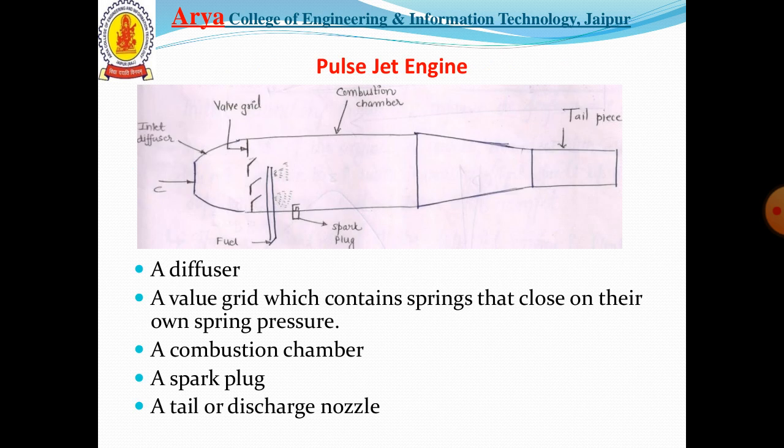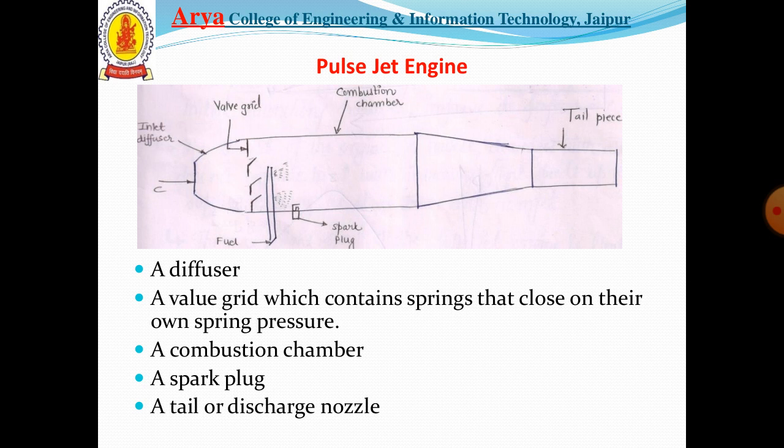Now second is the pulse jet engine. The configuration shows the different components. First is a diffuser, and second a valve grid which contains springs that close on their own spring pressure. Third, a combustion chamber. Fourth, a spark plug, which is not used in the ramjet engine. And next is the tail or discharge nozzle.